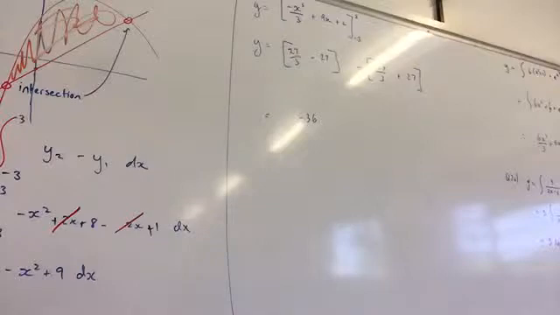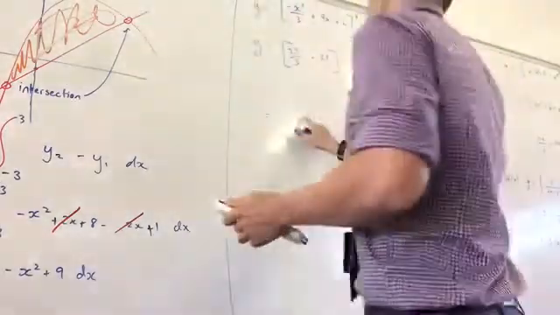Is there another way to do it? Yep. I think I've made an error. Yeah, it should be positive. Yep, I've made an error. It is positive actually. I've done the negatives the wrong way around. Yep, that makes more sense.